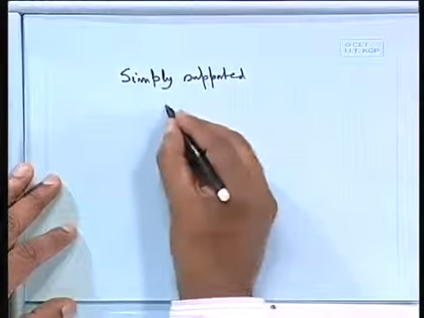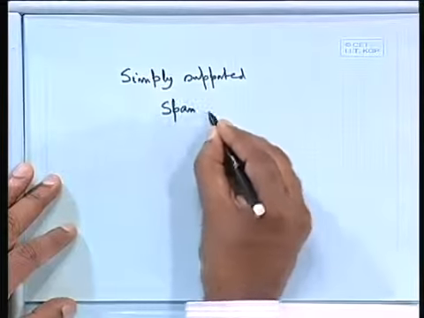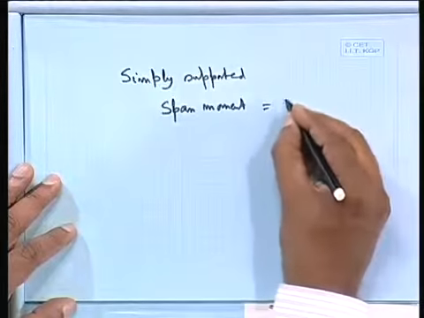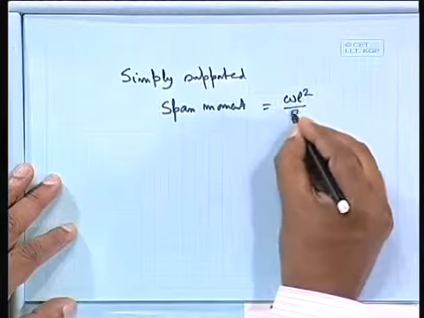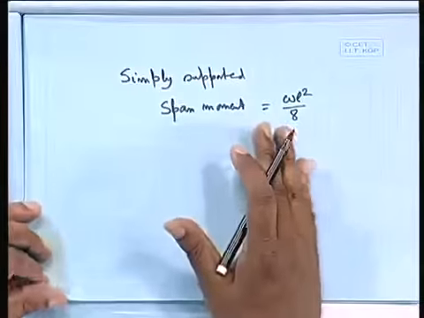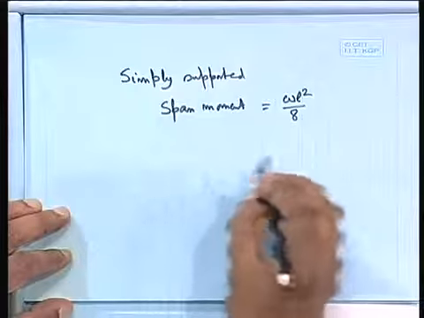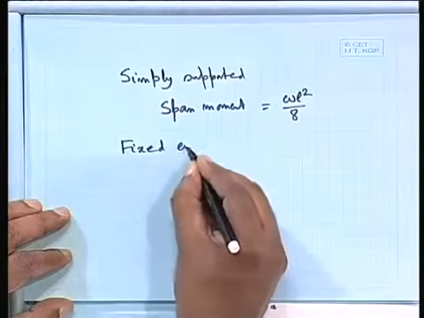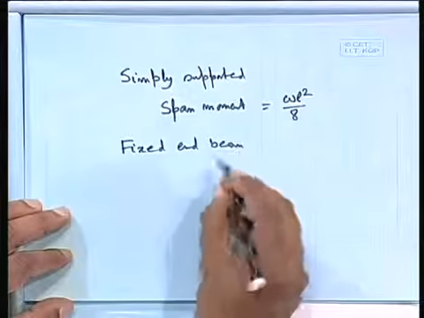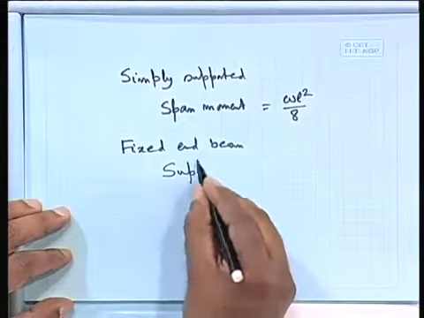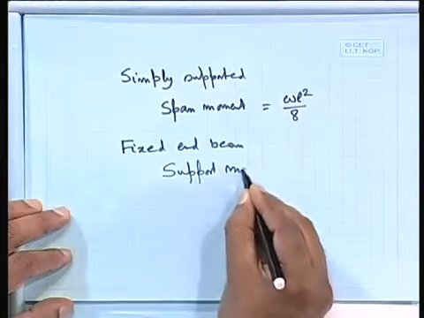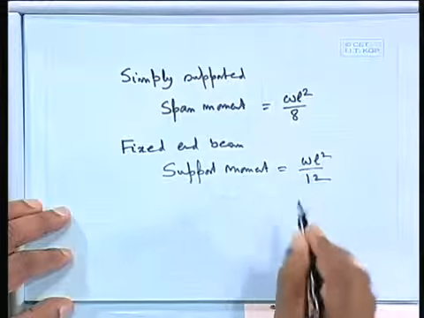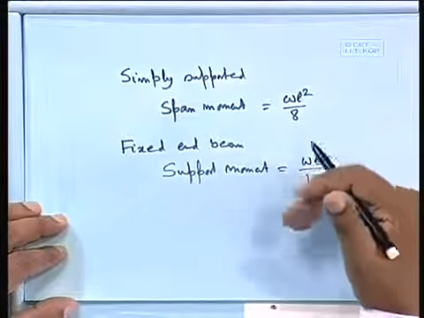So and your span moment, and in our case we are taking WL square by 8, because we are very familiar with this one. Say for example another one I can consider fixed end. And here the support moment, WL square by 12. That means these are the values what you get.